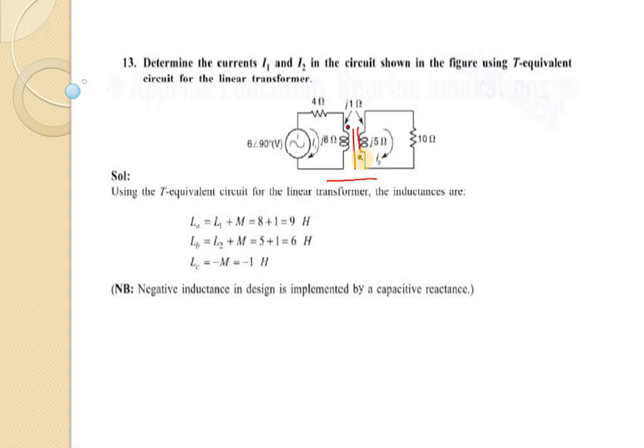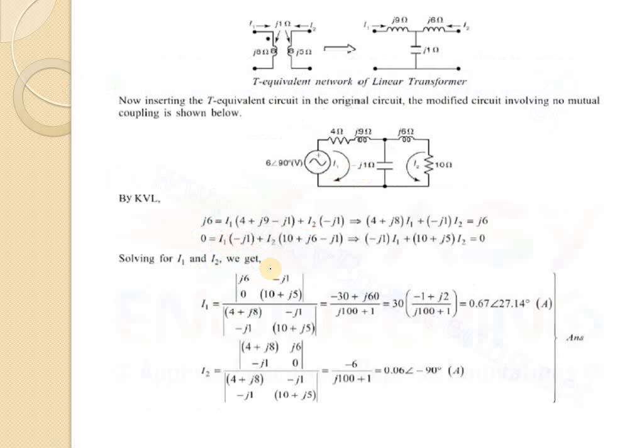Using the T-equivalent circuit for the linear transformer, which we have read in my previous lecture, where I have already illustrated how the T-equivalent circuit can be formed from a linear transformer structure, we can directly use these formulas: LA is L1 plus M, that is 9 mH, LB is L2 plus M, that is 6 mH, and LC is minus M, that is minus 1 mH. Now we change this linear transformer formation to the T-equivalent network, and we have put the values of LA, LB and LC here.